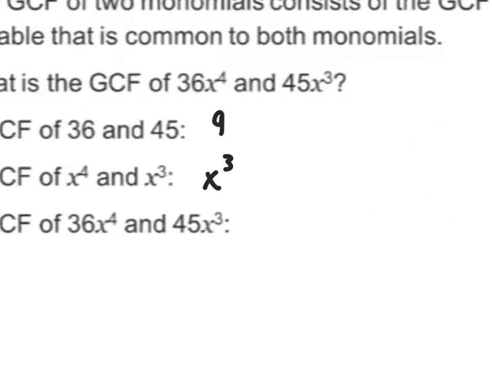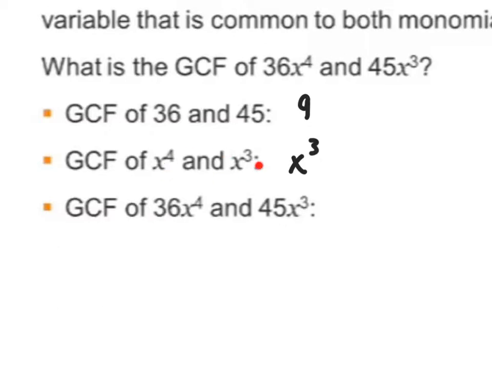Now, there's kind of a trick to this, and there's a pattern that you can notice: whenever you have variables raised to a power, you have to look at the exponents, and that tells you what the greatest common factor is. We always choose the variable with the smallest exponent.